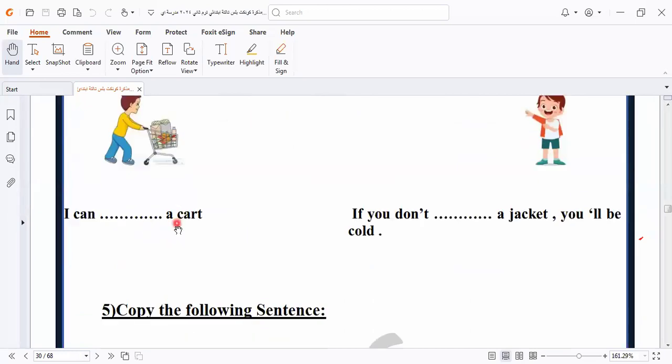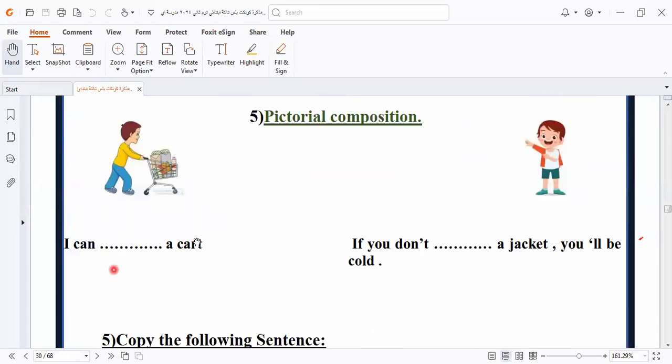What can I do here? I can push, because they moved it forward. Okay, he moved forward. So he moved forward. Here it is: because they moved it forward.